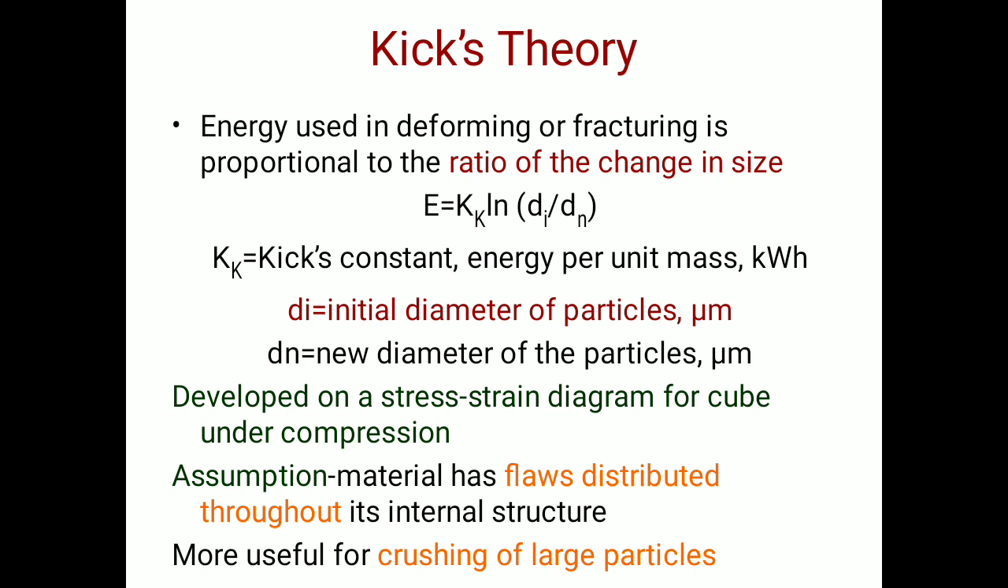Let's discuss them one by one. Kick's theory. As per Kick's theory, the equation of energy used in deformation is equal to Kk natural log Di by Dn. That means the energy used in deforming or fracturing the particle is proportional to the ratio of change in the size. Di by Dn reflects the change in the size of the particle. Kk is the Kick's constant and its unit is energy per unit mass, that is kilowatt hour. Di is the initial diameter of the particle in micrometer and Dn is the new diameter of the particle in micrometer. It is developed on a stress strain diagram for a cube under compression.